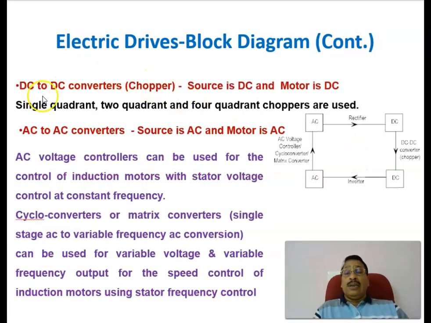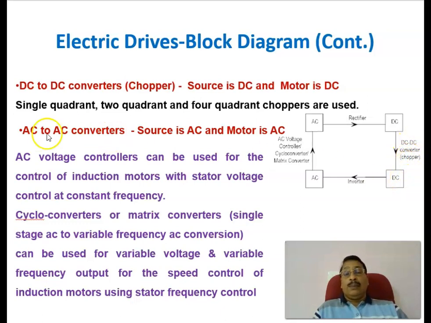The second type of power modulator is a DC to DC converter, that is called a chopper. That is, the source is a DC and the motor is a DC motor. Say fixed DC is available, but you want to get a variable DC because the motor is DC, so you use a DC to DC converter, also called a chopper. Because the source is DC and the motor is also DC. The chopper can be either a single quadrant type, a two quadrant type, or a four quadrant type.